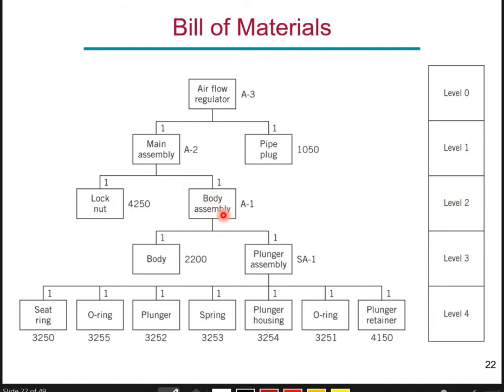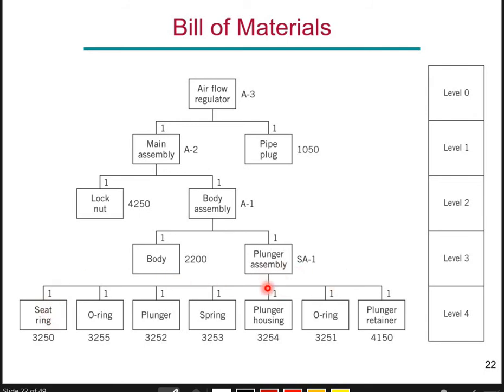Then this body assembly is produced by assembling these two, the body and the plunger assembly. So these items are in level 3, and in order to have this plunger assembly, we are assembling all these components, and all of them are in level 4. So where do we obtain these parts? We are buying them. Or maybe we are producing them but not assembling them.